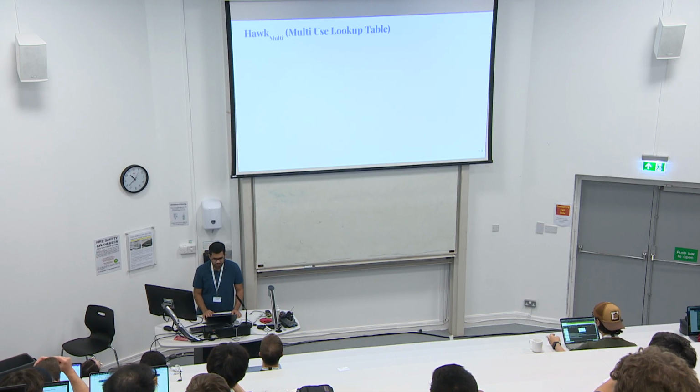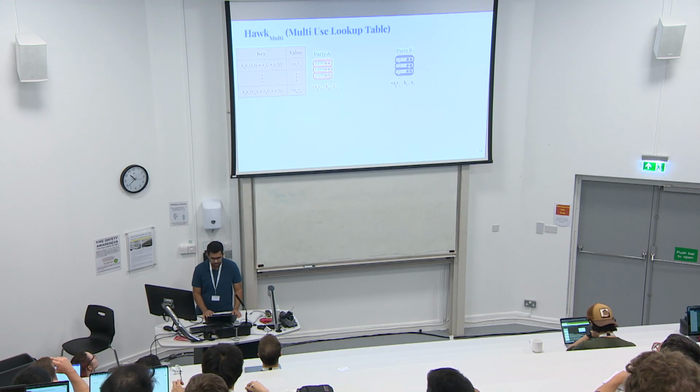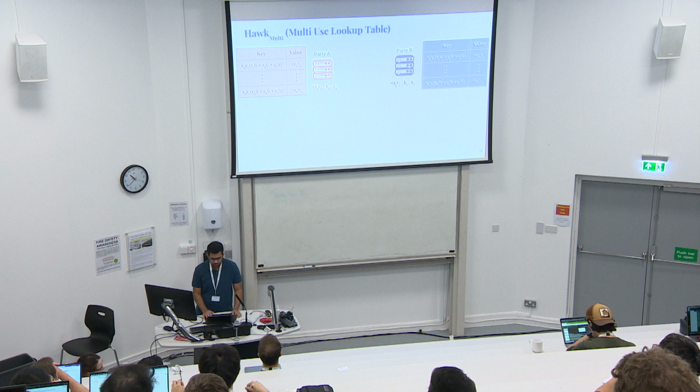So let's see first how the multi-use lookup table works. Again, we have the two parties. They have their shares of the input xj, and also they have some keys k and s. These are generated in the offline phase, and they have their lookup tables.